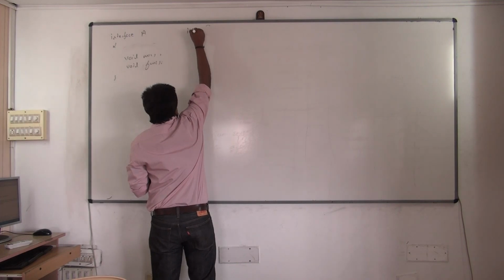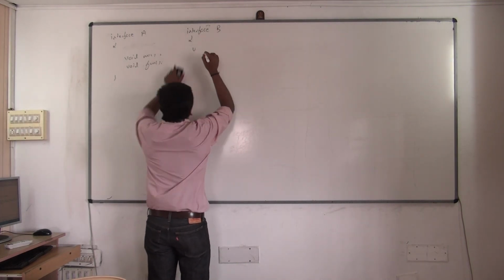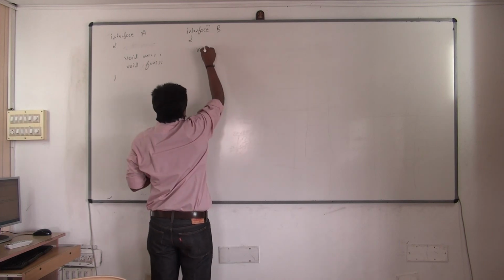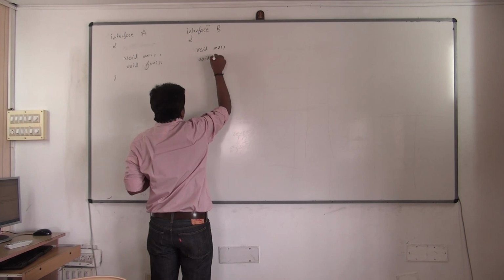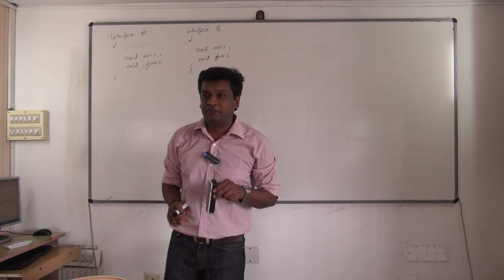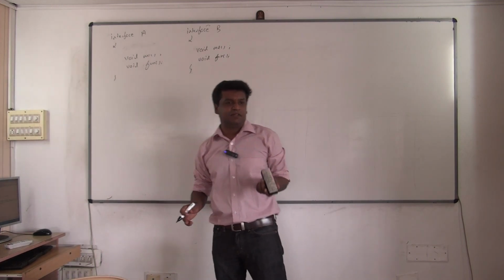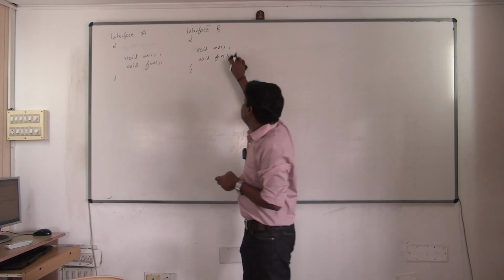Now interface B is not related to A. It has an extra method, void M2, and again it has one member called fun. Interface A has an M1 method and a fun method. Interface B has an M2 method and a fun method. You understand the scenario now?